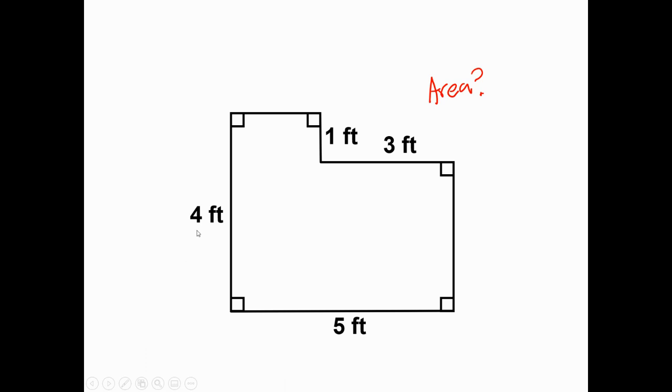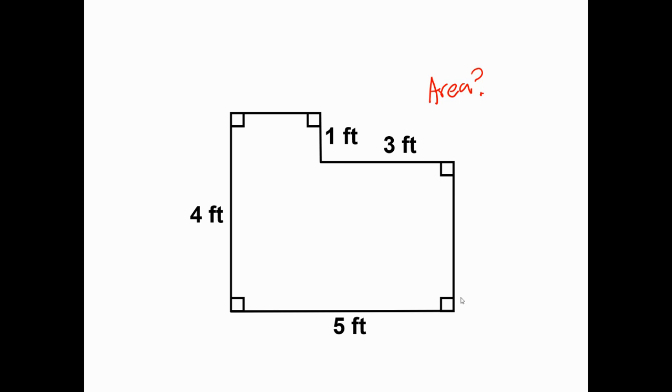So looking at our dimensions, we see that right here is 4 feet. We see this is 1 foot right here. This is 3 feet, and this is 5 feet. So basically what we need to do is break up this shape into 2 or more shapes that we can identify. So then we can find the area of each and then add them together.